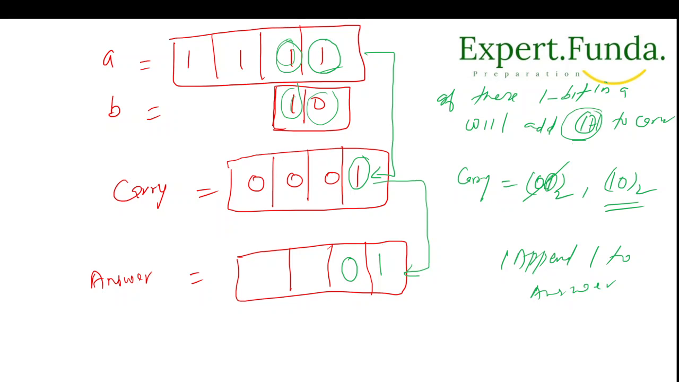When we move to the next bit, we have seen 1 bit in A, so we will add 1 to the carry. Now carry is not 0 0, not 1 0, but it has 0 1. So when we have 0 1, we say carry has 1 0, and then we will append 0 to the answer.